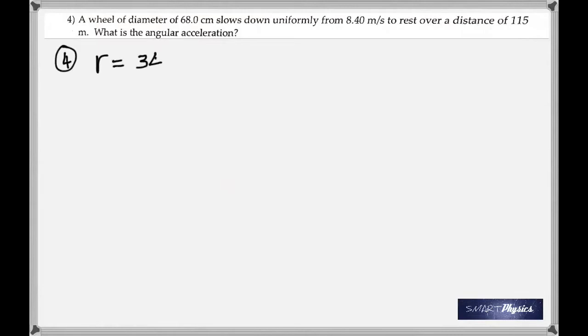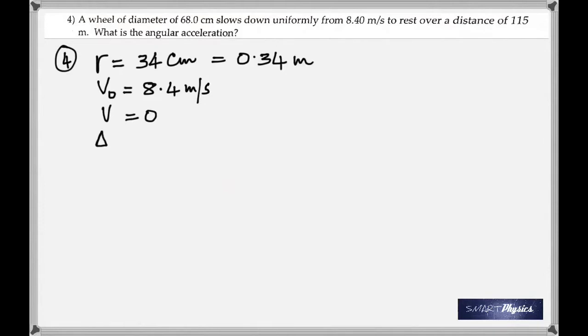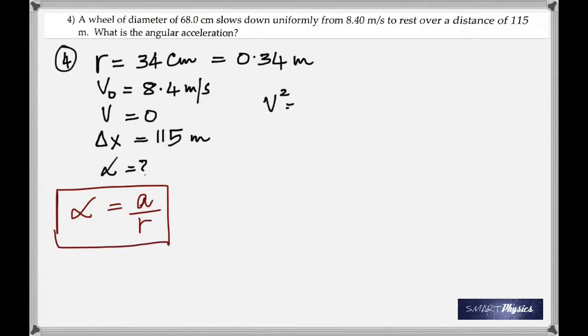Okay, so the radius is half of 68, which is 34 centimeter, and in meters it will be 0.34 meter. Initial linear speed 8.4 meter per second. Final is 0, and delta x is the distance 115 meter. Got to find alpha. Alpha is a by r. Very important. So if we get a, we can get alpha. And we can find a using this equation from many chapters before.